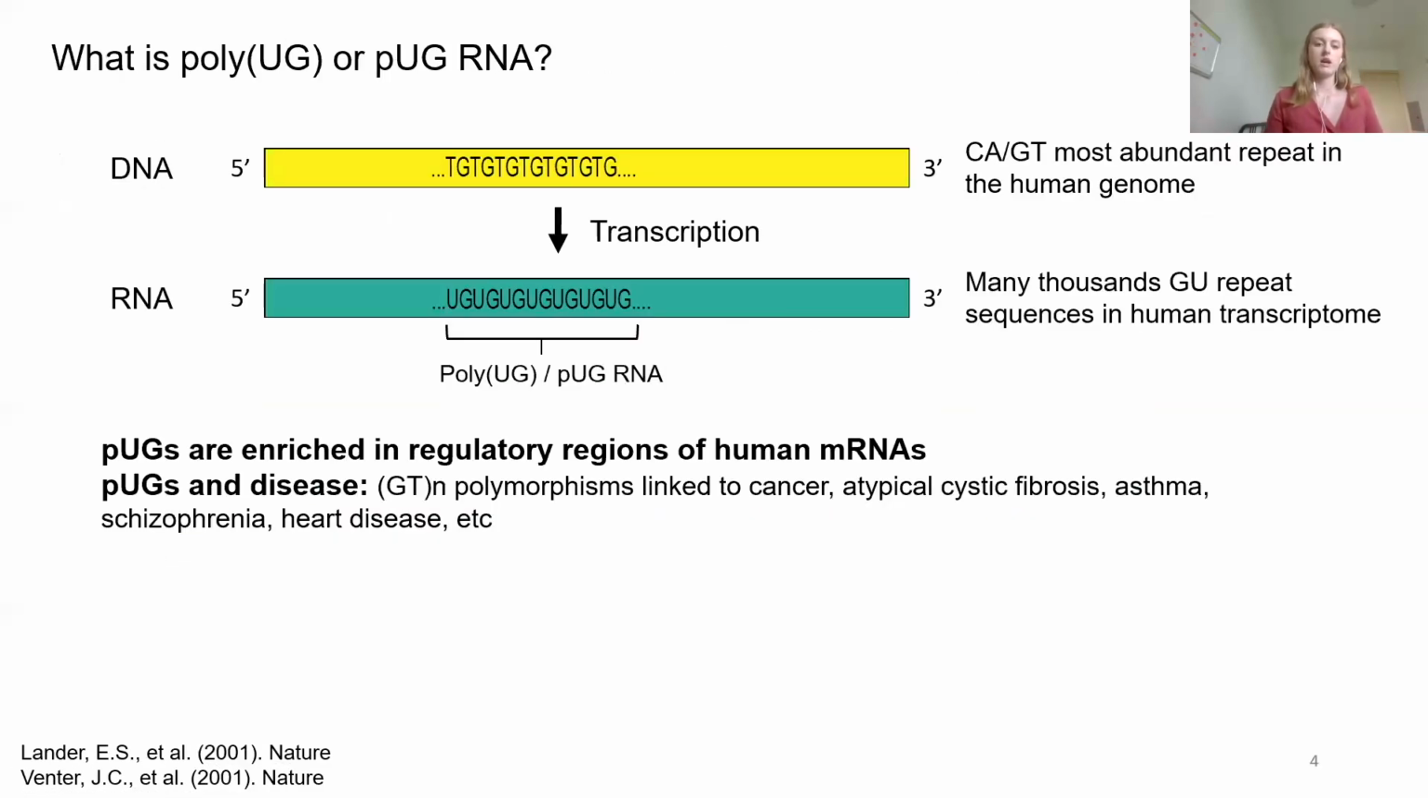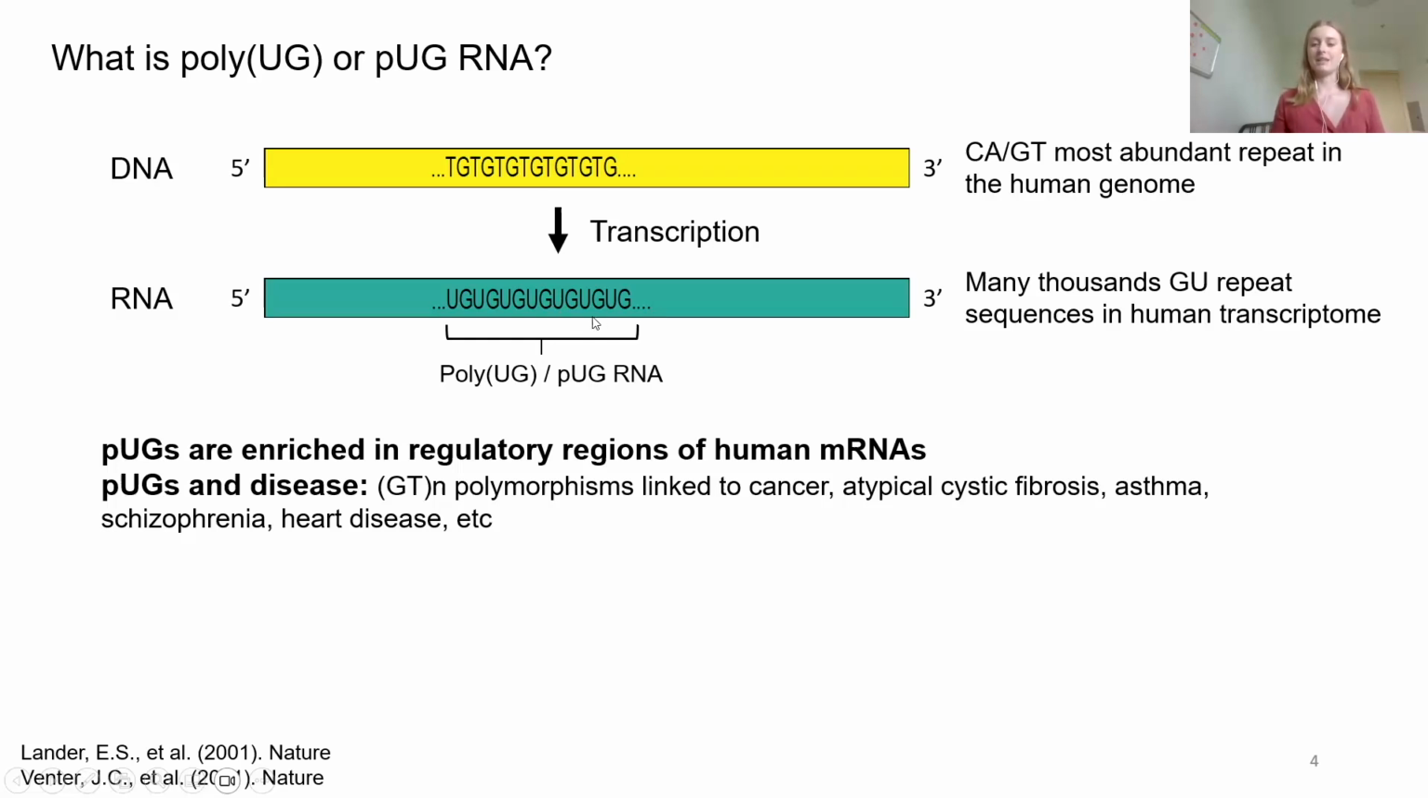And of all of these short tandem repeats and all of the roles that they seem to play in cells, the most abundant of these repeat sequences are these GT or CA repeat sequences. And with the GT being enriched within the coding region of our DNA. What this means is that when the DNA is then transcribed into RNA, these GT repeats become GU repeats instead, or pugs.